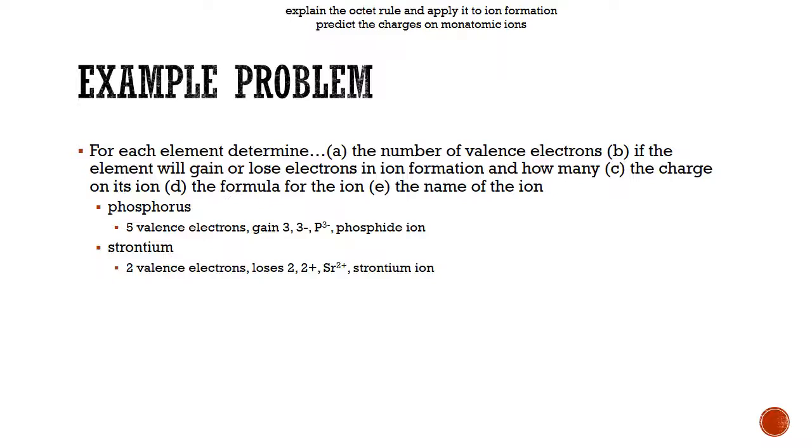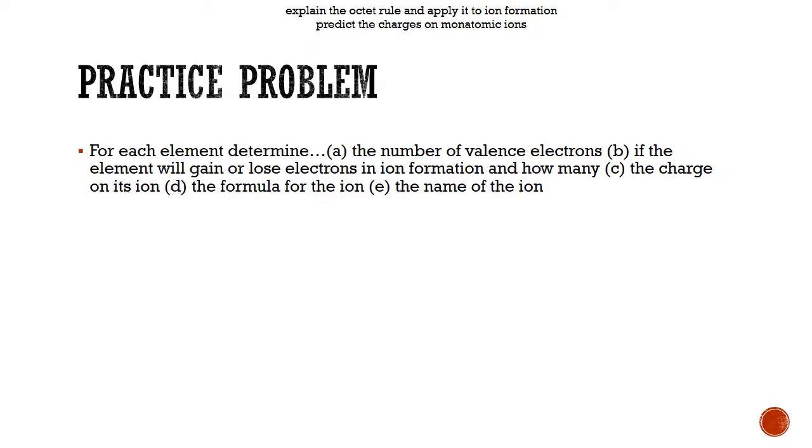Alright, so now I have some practice for you to do here. Same question as before. I give you an element, and you determine the number of valence electrons, whether it will gain or lose and how many, the charge, the formula, and the name. So pause the video when you see the element come up, try it yourself, and then play it and see if you got it right.